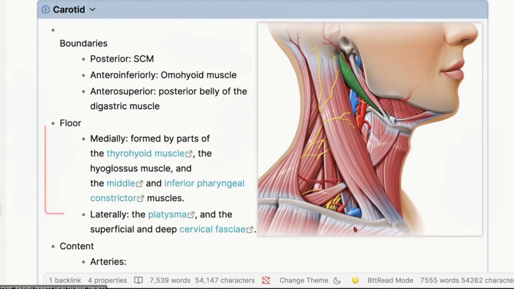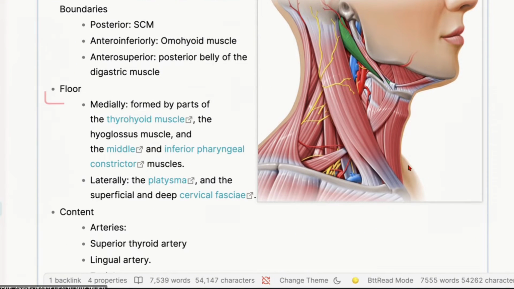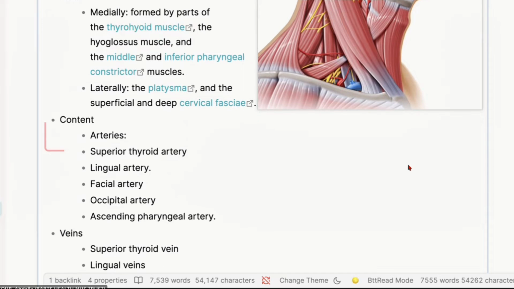So you have the external carotid artery, you have the internal jugular vein, and then you've got the nerve, I think, that runs in between them. And then you have the cervical lymph nodes, and then the ansa cervicalis.